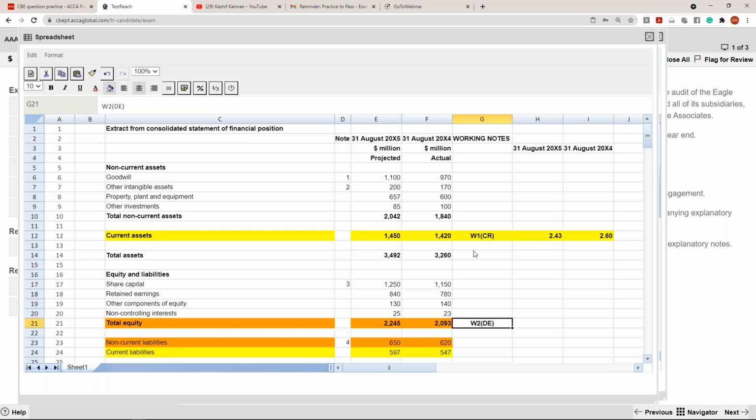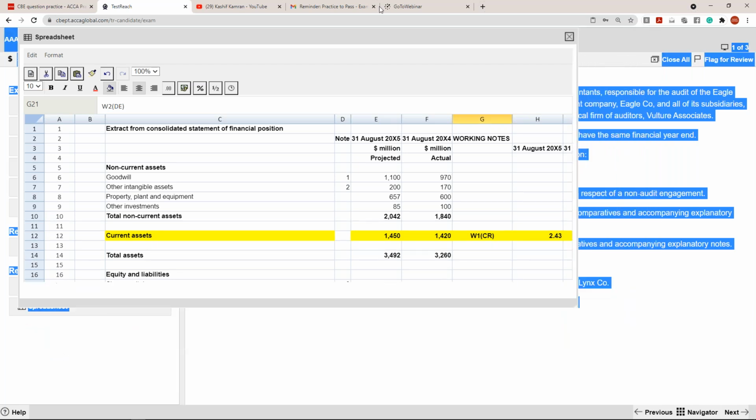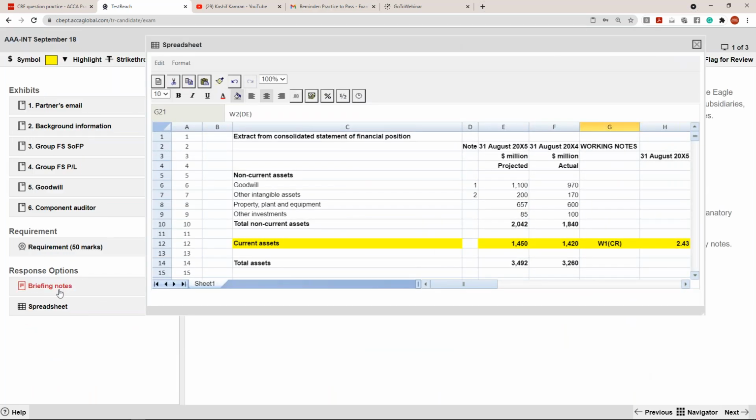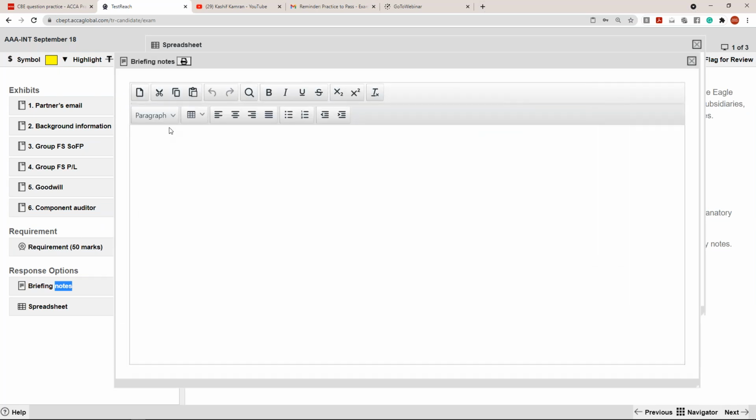Now, when I go back to my word processor and I want to demonstrate how I am utilizing these analytical procedures, right? This is just the answers of the analytical procedure, which I found on the Excel. Now, when I go back to my word processor, what will I do? I'll open my briefing note, and in the briefing note, I'll write my answer. Again, I'll choose the heading number 2. I'll quickly write up my briefing note.